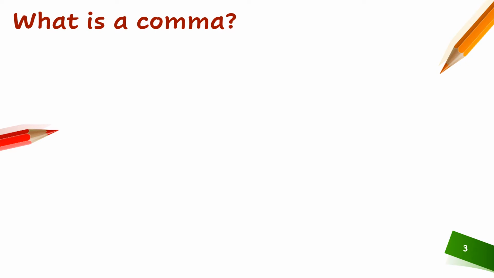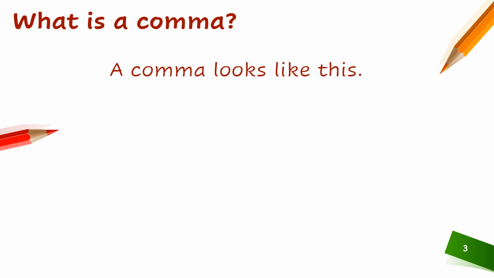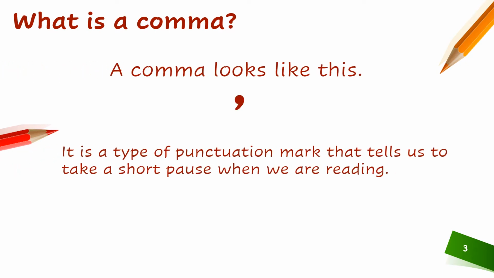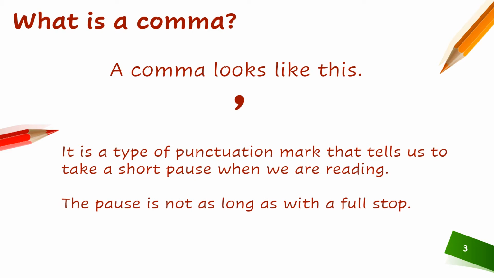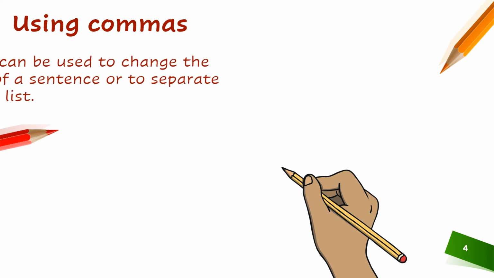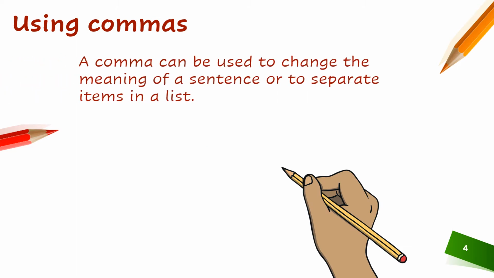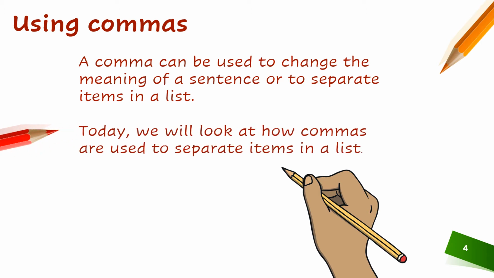What is a comma? A comma looks like this. It is a type of punctuation mark that tells us to take a short pause when we're reading. The pause is not as long as with a full stop. A comma can be used to change the meaning of a sentence or to separate items in a list. Today we are going to look at how commas are used to separate items in a list.